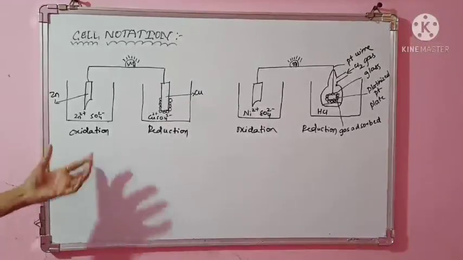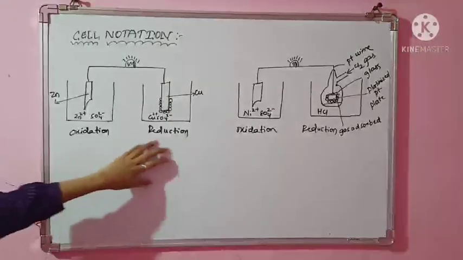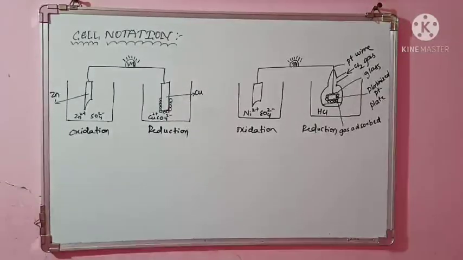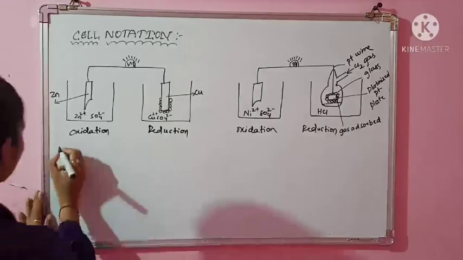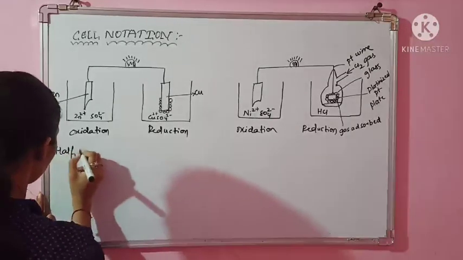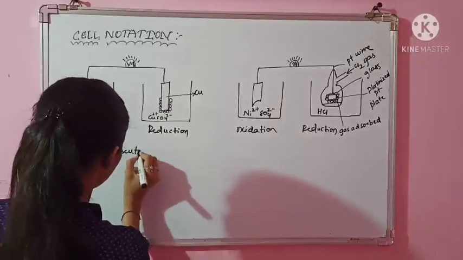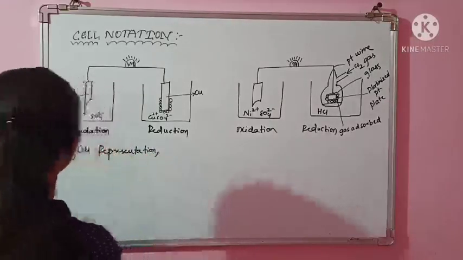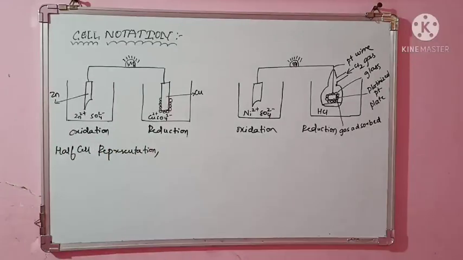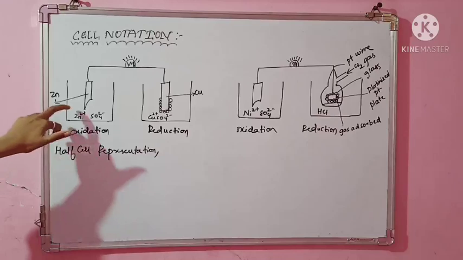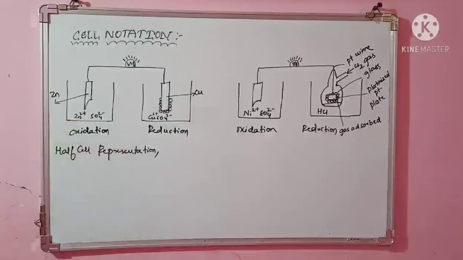Now we need to represent the cell notation. First, let us consider the half cell. This is oxidation, this is reduction. First, let us write the half cell notation. How to do the half cell representation? First, during the half cell representation, we have to write the solution which we have taken. Which solution we have taken? Zinc sulfate solution. So we need to write about the solution.